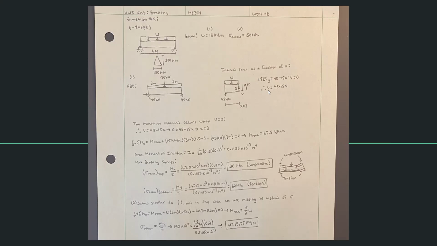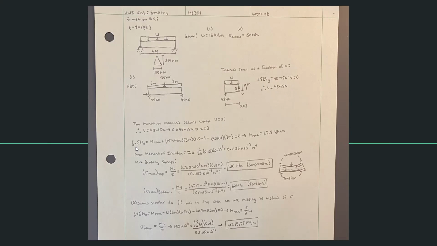Using that, we can determine that the shear force within this part of the member is going to be 45 minus 15x. Later on, you can use that in understanding that the maximum moment occurs when that shear force is equal to 0. So we can take that previous equation and set it equal to 0 to figure out that the x distance is 3.